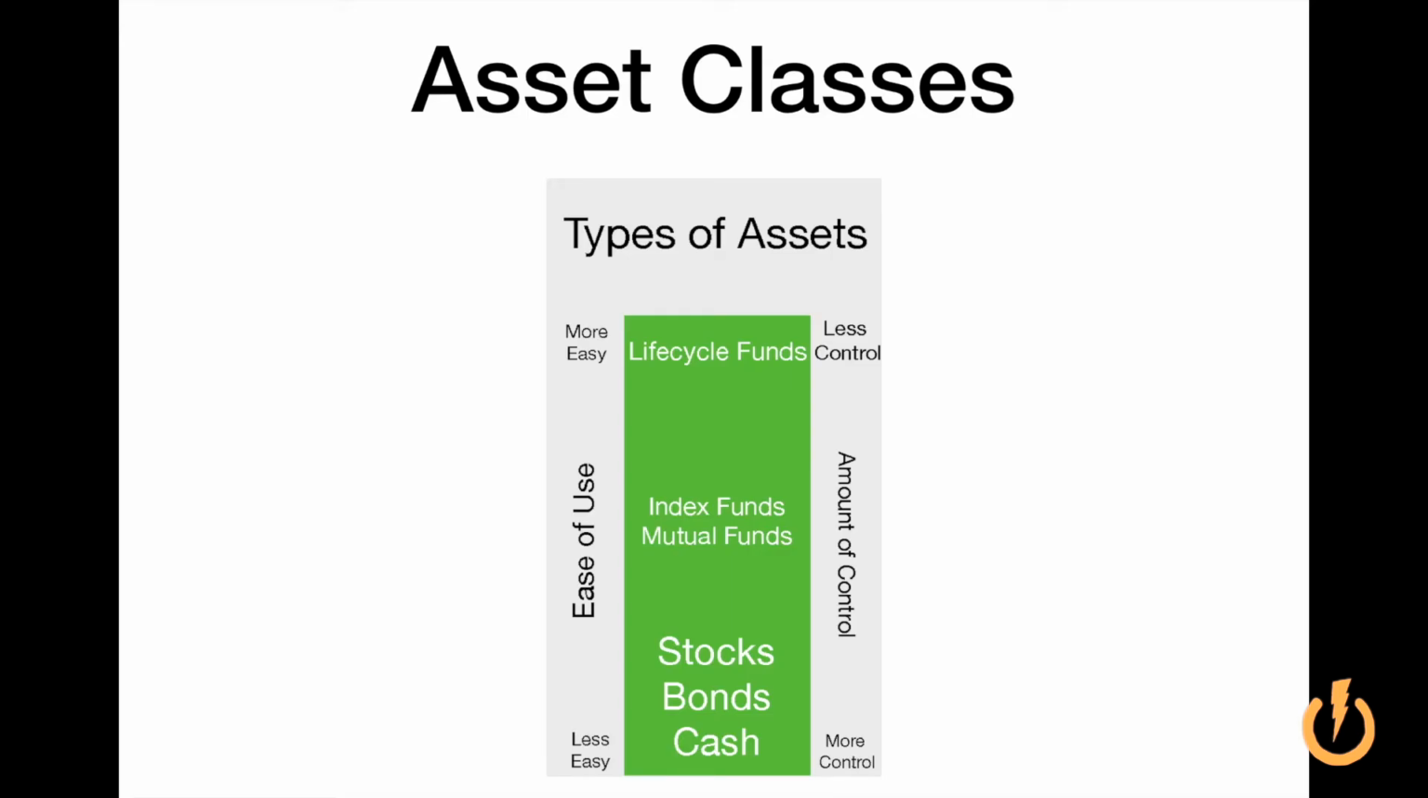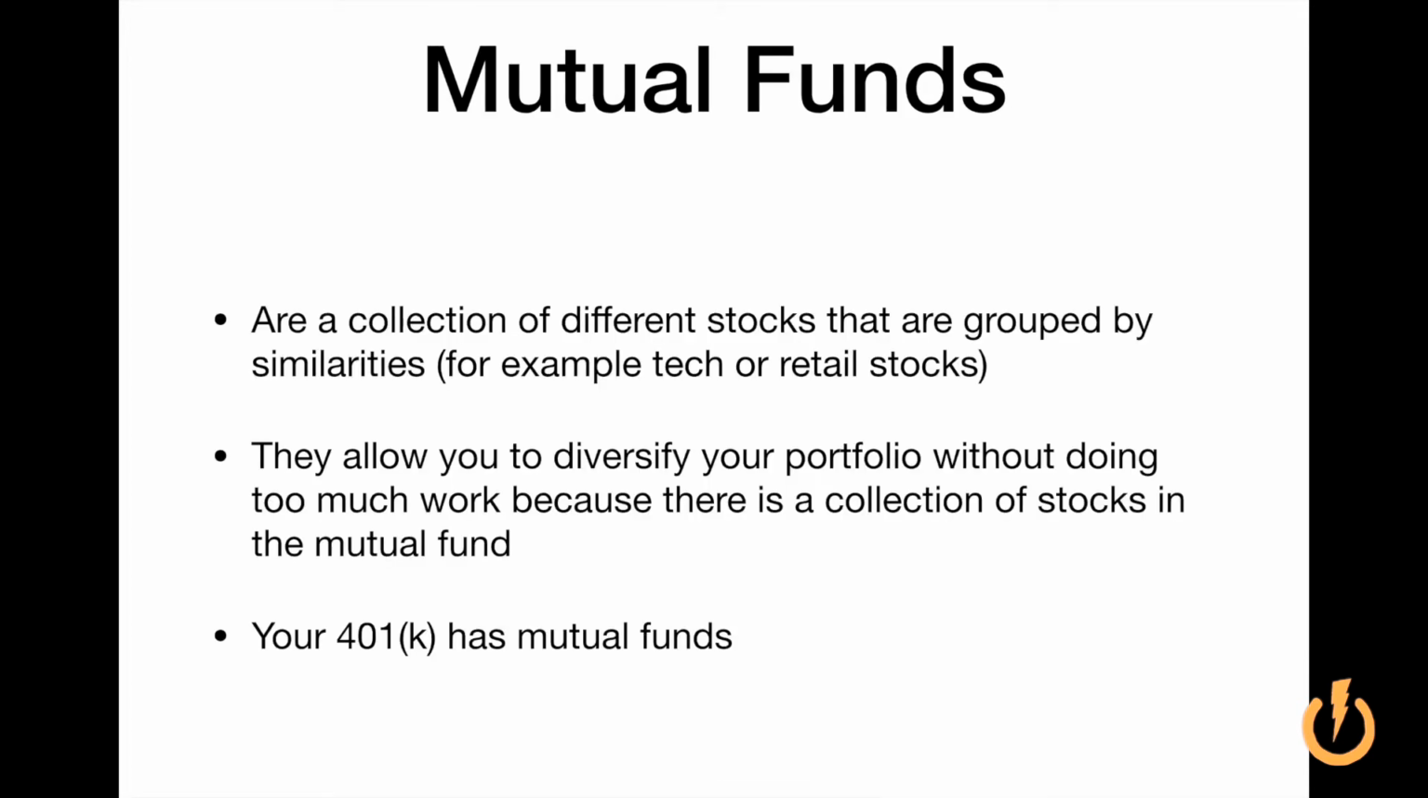As we can see from our types of assets, we still have mutual funds, index funds, and life cycle funds to cover. So we'll start with mutual funds. Mutual funds are a collection of stocks that are grouped by similarities. Tech and retail stocks are a good example of that. They can also be grouped by location, such as Asian stocks, or small or large cap companies. Mutual funds allow you to diversify your portfolio without much effort because they hold a collection of stocks. If one stock tanks, you won't lose as much money compared to if you had invested in only one stock.